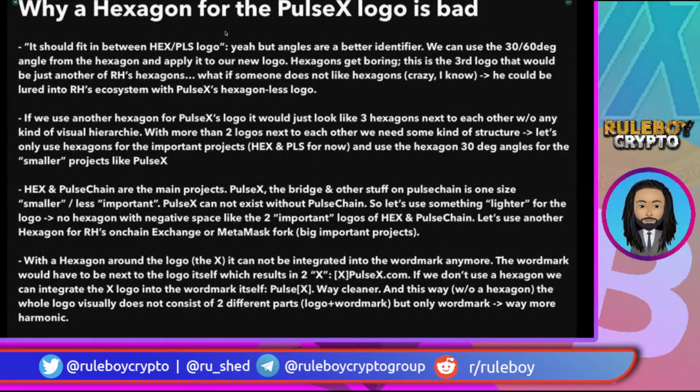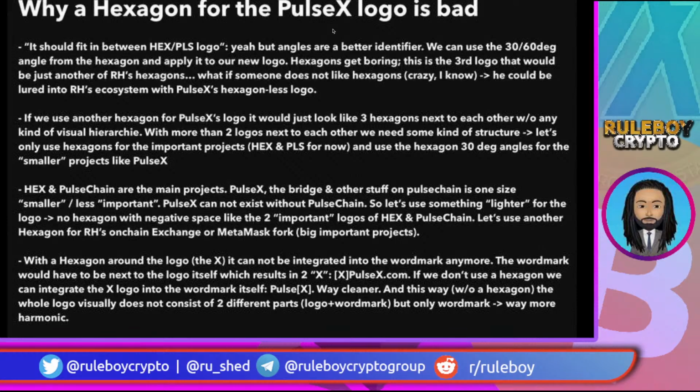So why is a hexagon for the PulseX logo bad? This guy is saying that a hexagon logo for PulseX is not okay because of what it tells us. Just like the way we've been going with Hex, Pulse and PLS, he's saying that a PulseX logo in that same manner, a hexagon, is bad. So let's see his reasons.